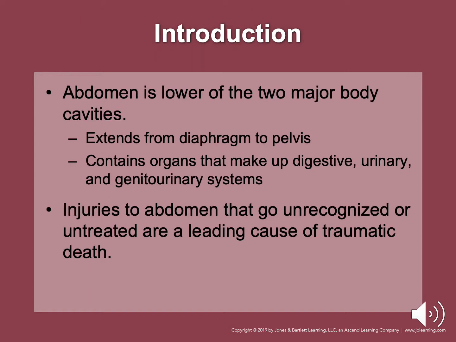The abdomen is the lower of the two major body cavities. It extends from the diaphragm to the pelvis. It contains organs that make up the digestive, urinary, and genitourinary systems. Injuries to the abdomen that go unrecognized or untreated are a leading cause of traumatic death.